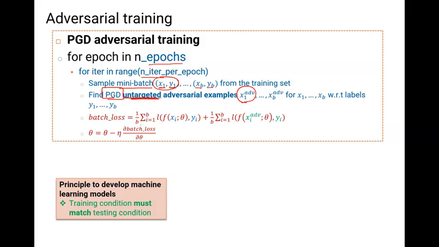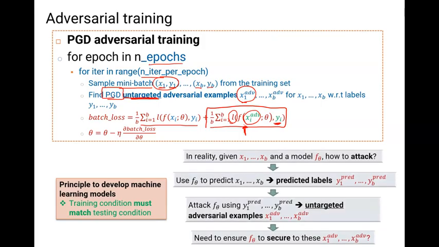And the training loss function is slightly modified. This is the original, and we add an extra term. This extra term takes the adversarial example as input, and we calculate the loss, how it deviates from the ground truth. So this is the modified objective function. And that's it. We include the adversarial attack inside our training.